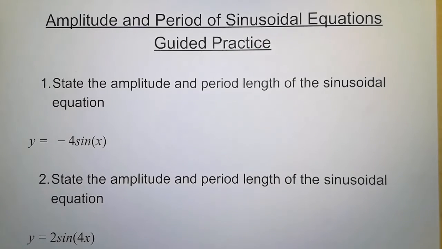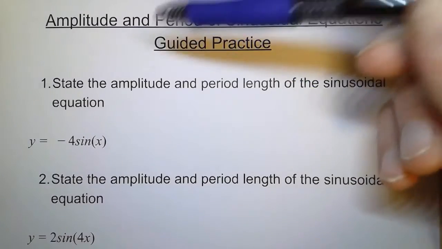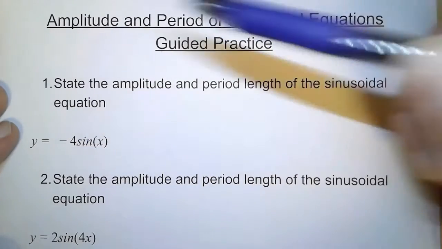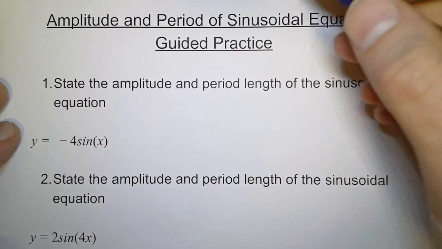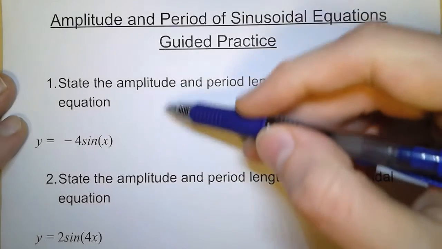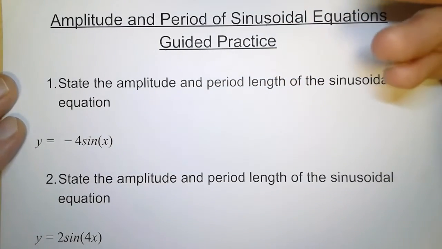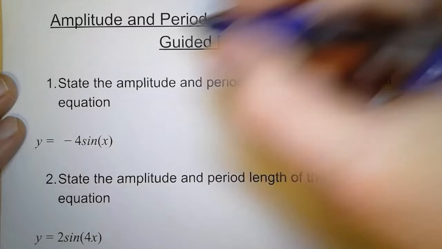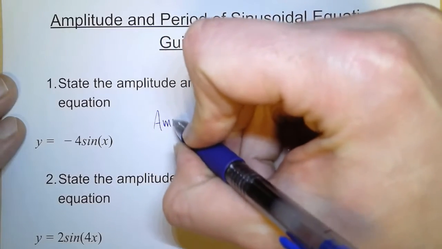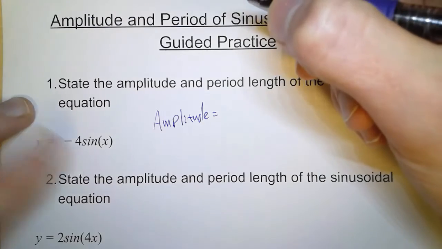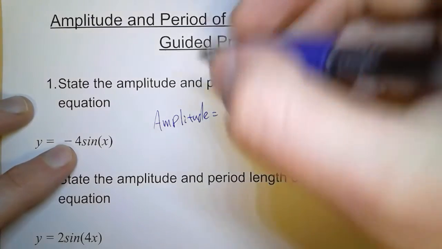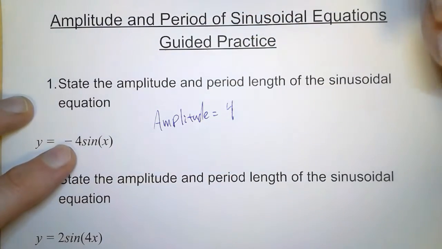So let's get started. We're given the equation y equals -4 sine of x, and what we want is the amplitude. Now the amplitude measures how far up and how far down a sinusoid goes from the middle. And so in this case, the amplitude, this one is multiplied by -4. Now the amplitude is 4, and it's not -4.